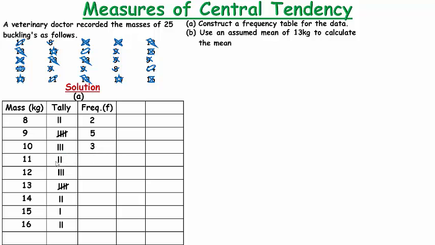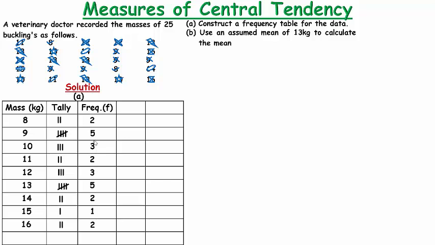Then for 11, I have 2 bucklings. So I write 2 under the frequency column. Under the tally, I have 3 bucklings weighing 12 kilograms. So here I write 3. Then for 13, I have 5 bucklings. So I write 5 here. And then for 14, I have 2 bucklings weighing 14 kilograms. So I write 2 over here. 15 is 1, so I write 1, and then 16 is 2, I write 2 over here.